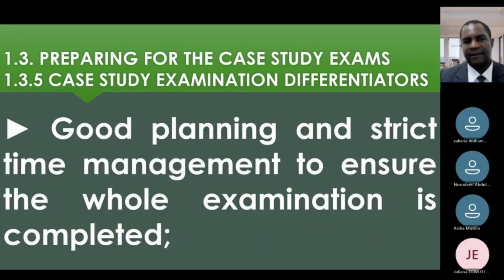Number one, good planning and strict time management to ensure the whole examination is completed. Planning is very important, and it can only be enhanced during practice. Your time management skills are enhanced when you write the exam under time conditions. Sometimes some people will address requirement 1 and not attempt requirement 2. You have slim chances of passing. If you do only requirement 1, you are practically disobeying the examiner by not attempting requirement 2. At least write something on requirement 2.